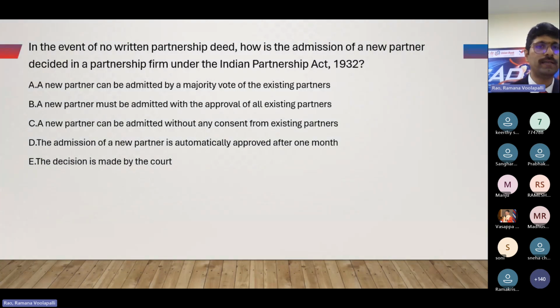In the event of no written partnership deed, how is the admission of a new partner handled? In the previous case, it was an expulsion. It is now the inclusion of a new partner. How to admit a new partner? Yeah, I am looking for answers from you. Yeah, a new partner can be admitted by a majority vote. Again, you're going with that. Some Ramesh ji, Prashant Kumar ji, okay. Dev ji, okay. Great, great. Yeah, you can just go through all the options available there.